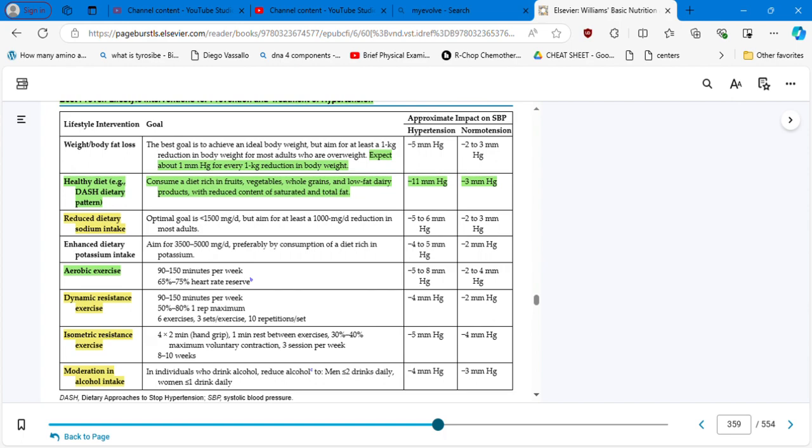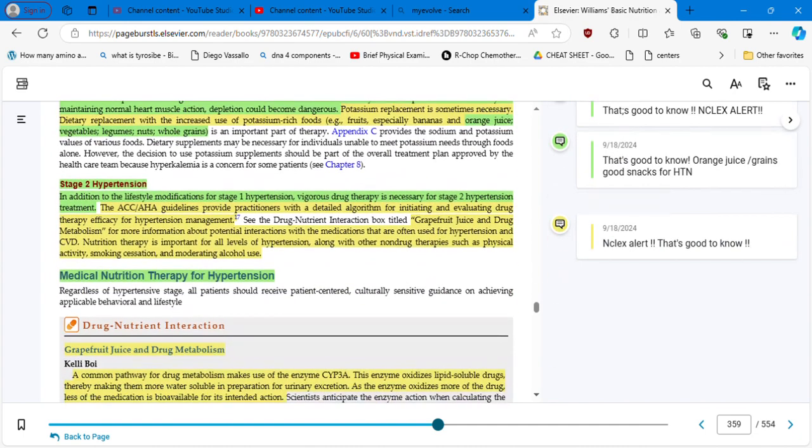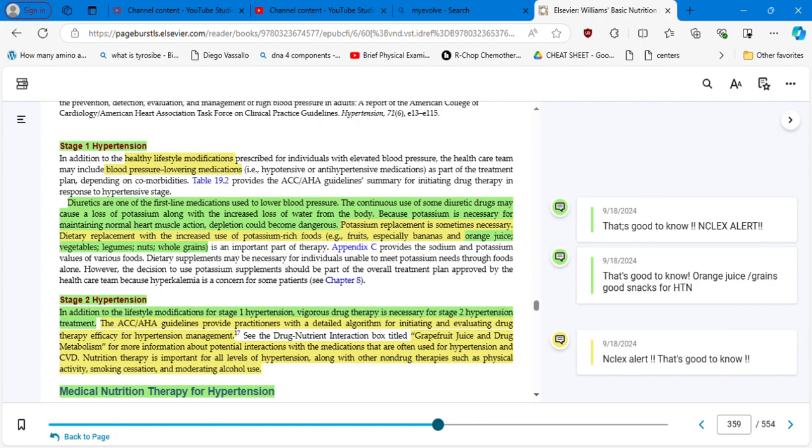If you see the hypertension and normotension columns, normotension means that the patient has normal blood pressure, and if they follow this diet, they are going to reduce a couple of numbers, but the most effective is the DASH diet. I would say aerobic exercise as well is very effective, and reduced dietary sodium intake, in that order. Okay, so now let's move to stage 1 hypertension.